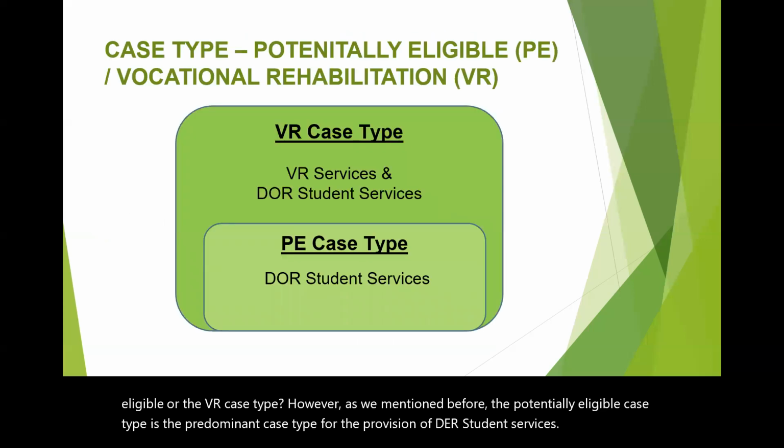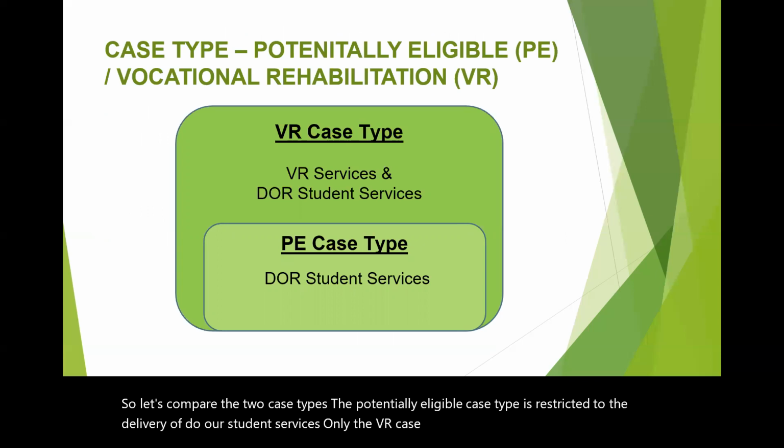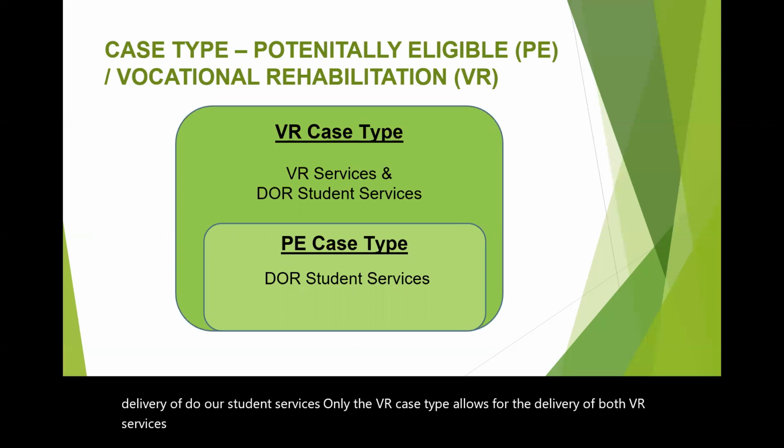So let's compare the two case types. The potentially eligible case type is restricted to the delivery of DOR student services only. The VR case type allows for the delivery of both VR services and DOR student services for individuals who meet the definition of a student with a disability.